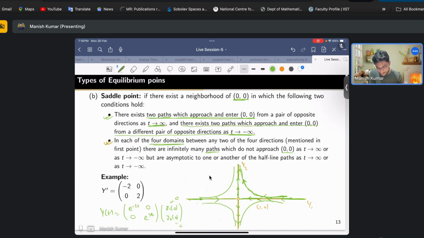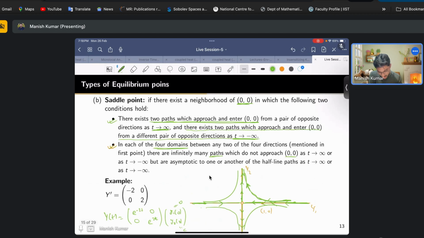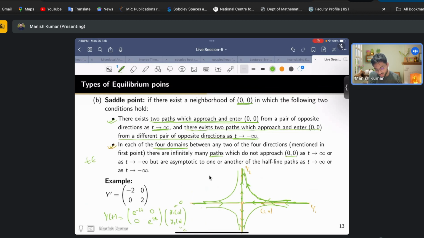Now let us talk about the spiral point. The first thing is that it should be defined for all t greater than t naught. In fact, this should be true for all of the things we have said, but in these cases we are talking t belonging to R. It is defined for the whole real line, because we are talking about both the limits, t going to infinity and t going to minus infinity.